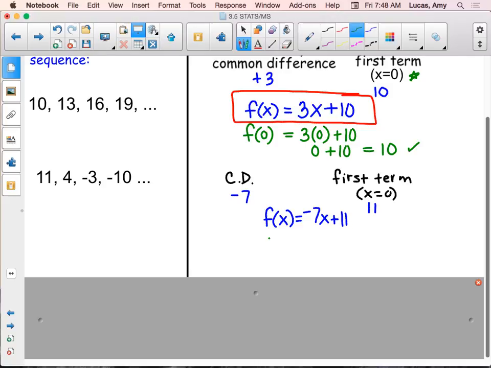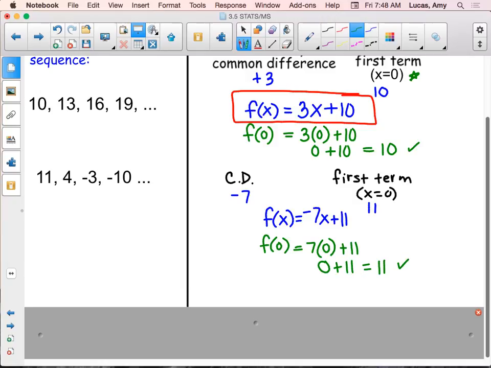Then I'm going to plug in 0. So f of 0 equals negative 7 times 0 plus 11. 7 times 0 is 0, plus 11 equals 11. So my equation is correct.